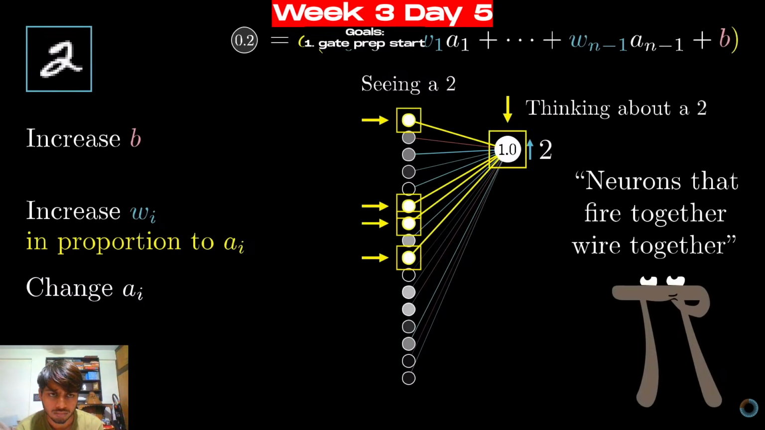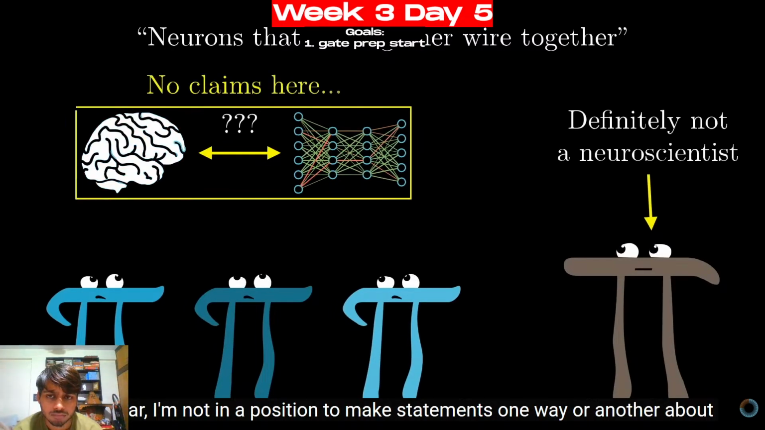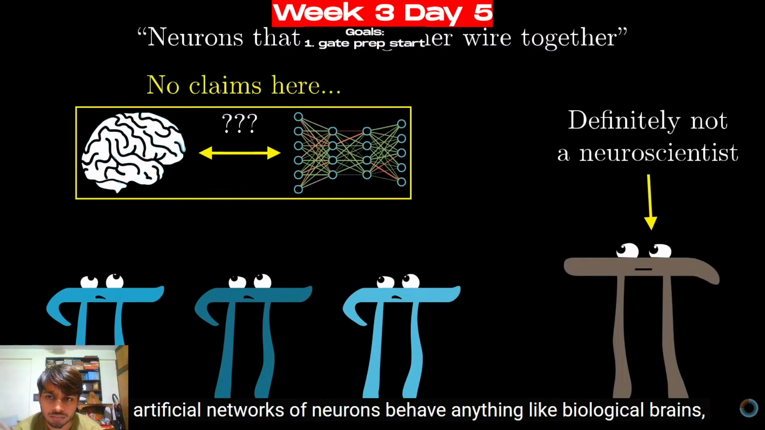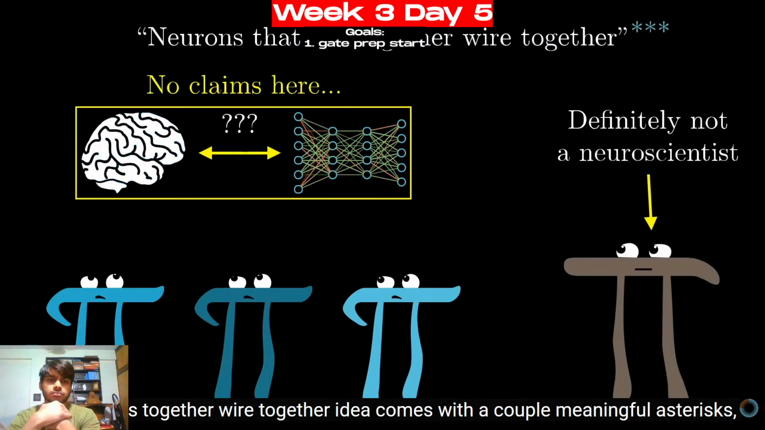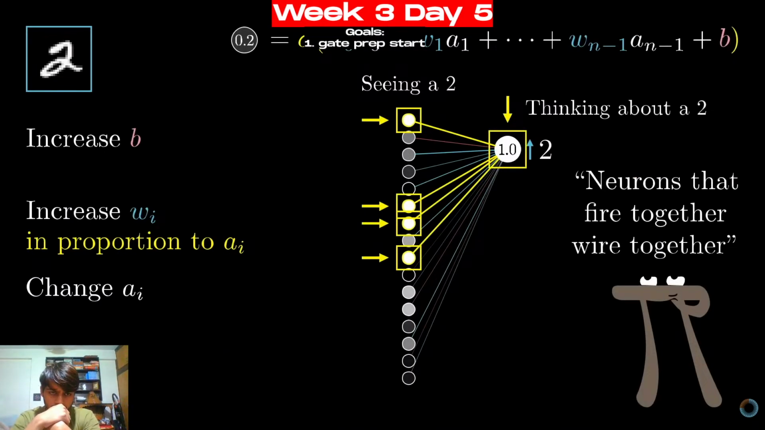thinking about a 2. To be clear, I really am not in a position to make statements one way or another about whether artificial networks of neurons behave anything like biological brains, and this fires together wire together idea comes with a couple meaningful asterisks. But, taken as a very loose analogy, I do find it interesting to note.